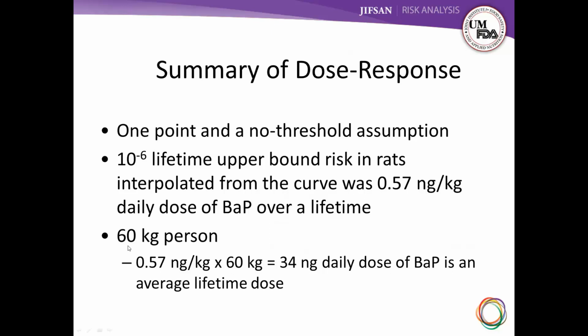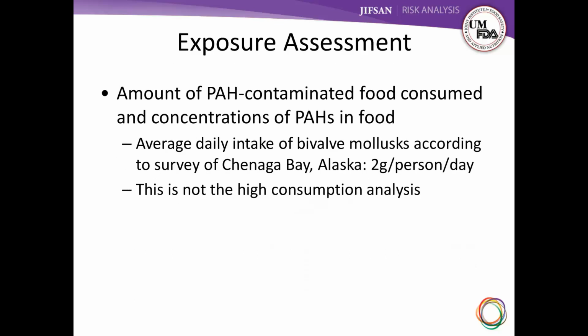Now, in Alaska, they used an average weight of 60 kilograms per person. So we took the 0.57 nanograms per kilogram times 60 kilograms and said, okay, as long as the Alaskans are consuming 34 nanograms of benzopyrene or less, they will be safe. And again, safe is a judgment. It's not a fact. It's not a scientific fact. Safety is not a fact. It's a judgment. And the judgment used here was that 1 in a million chance of developing a tumor.